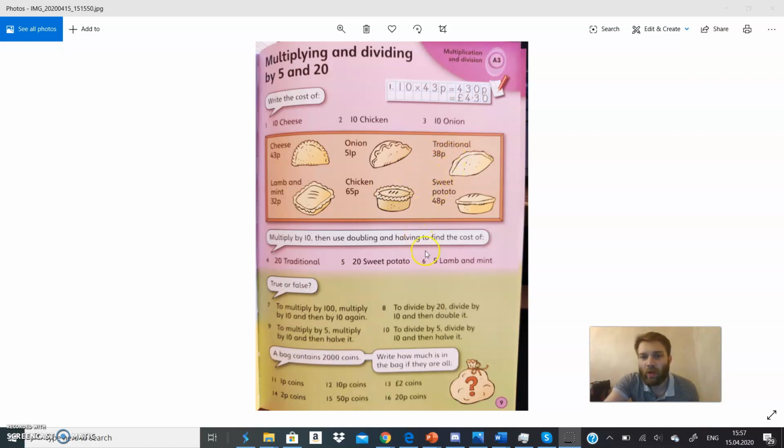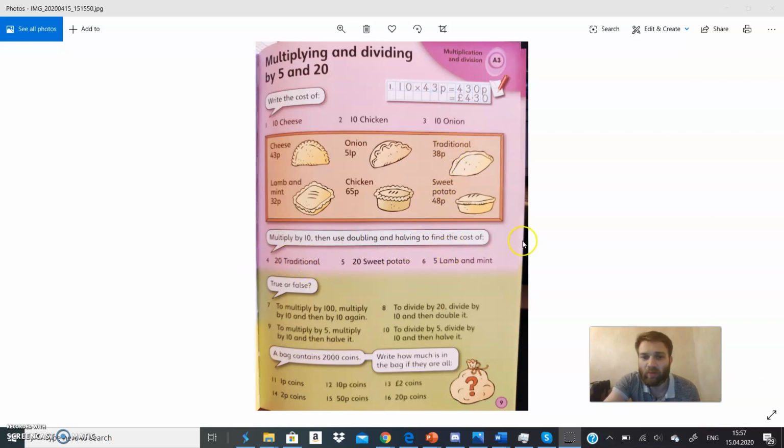it's up to you. And if we're going to multiply by 5, no, that's not double 10, that's half of 10, so multiply by 10. So for traditional, it would be 380. And then you've got to halve it. So divide by 2. So what's half of 380? Well, half of 300 is 180. Half of 80 is 40. So plus those together and you'll get the answer for that one.